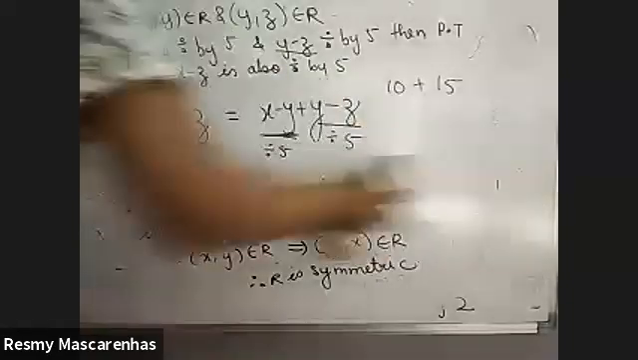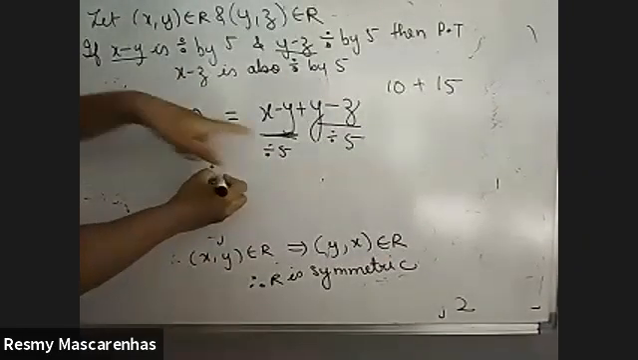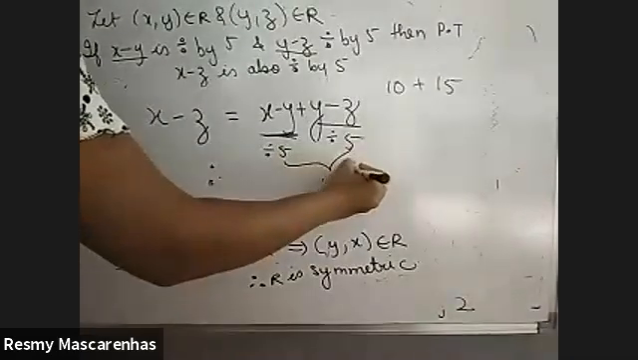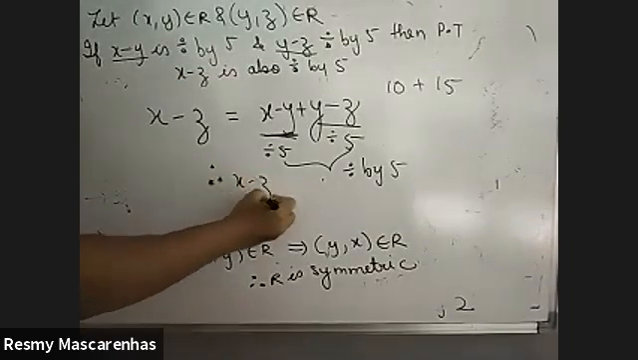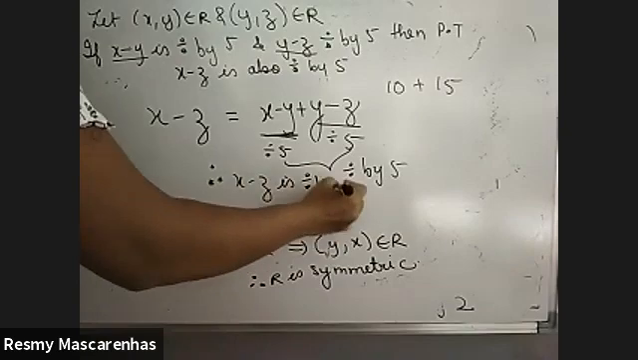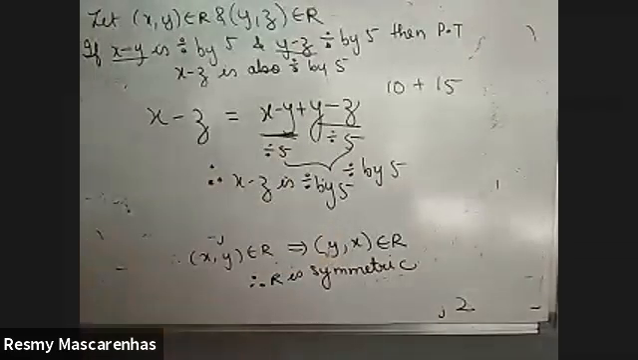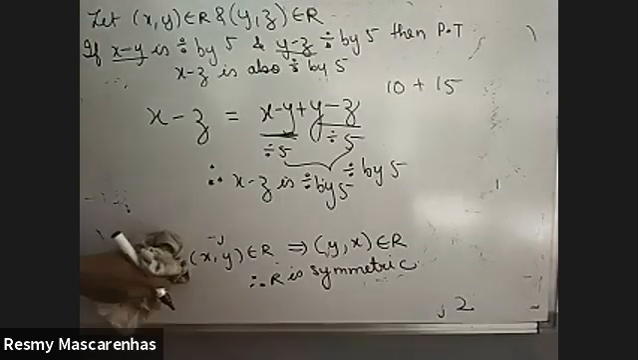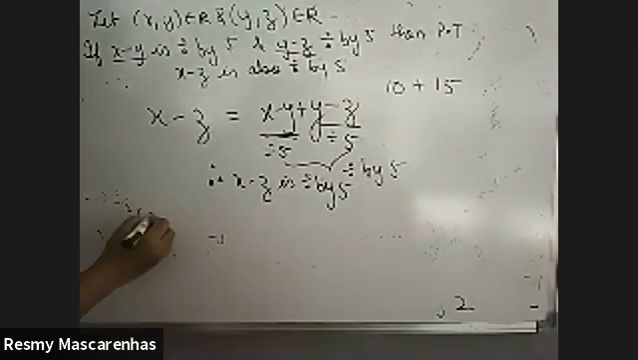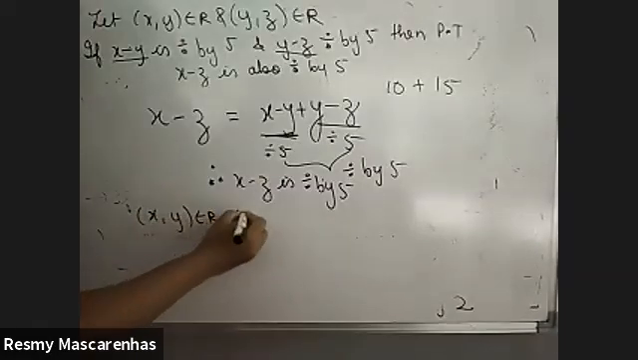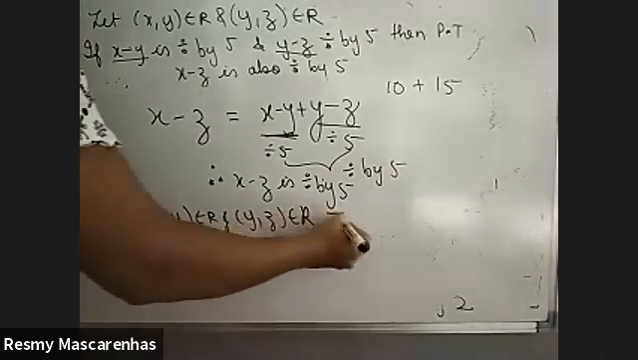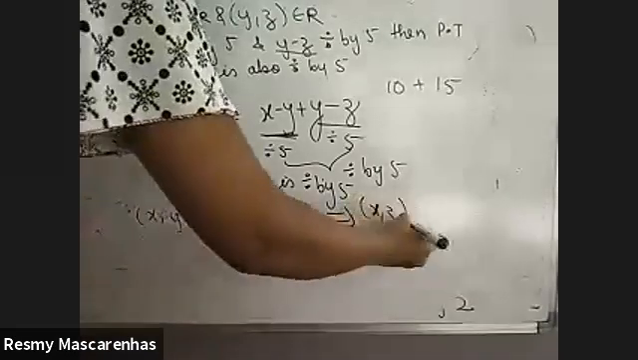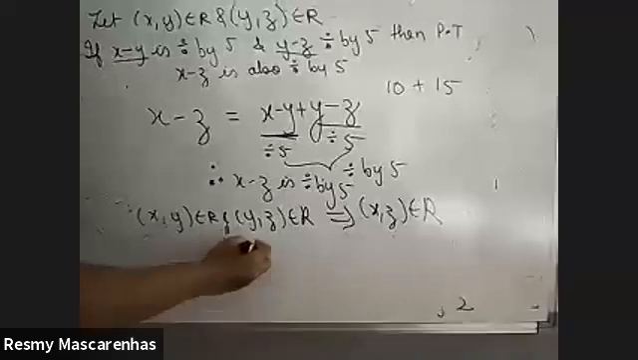And then you can write, therefore, x minus z together. This is for your understanding. Therefore, x minus z is divisible by 5. And write the final statement. What will be the final statement? If x comma y belongs to R, y comma z belongs to R, implies that x comma z is also true. Therefore, transitive.